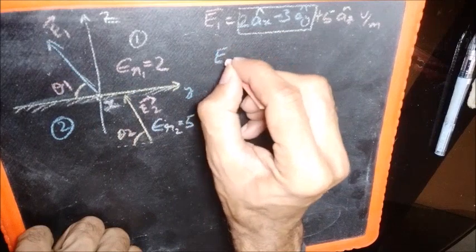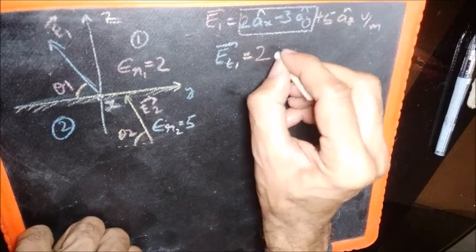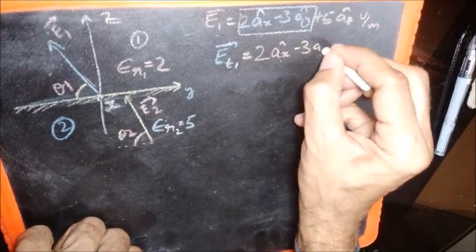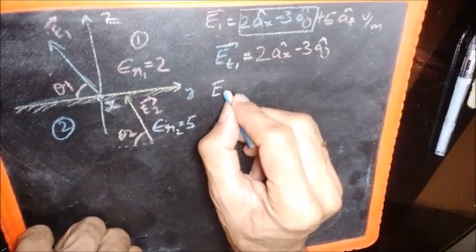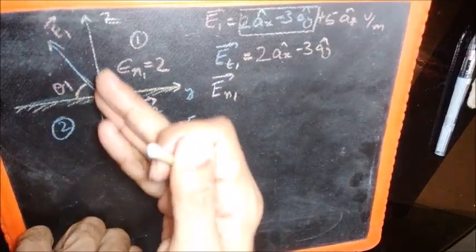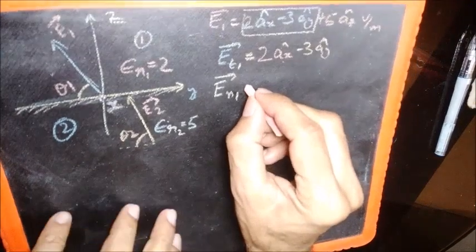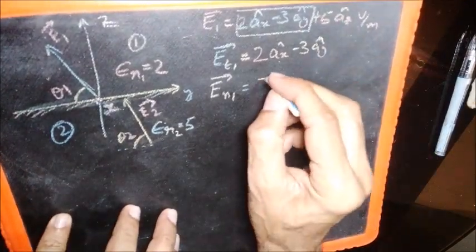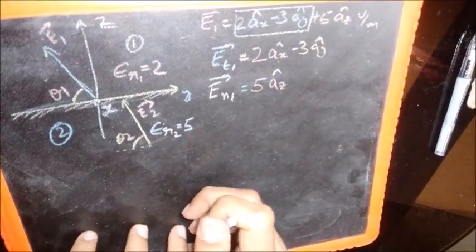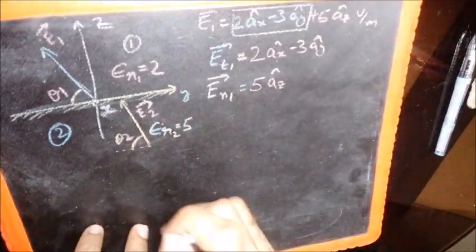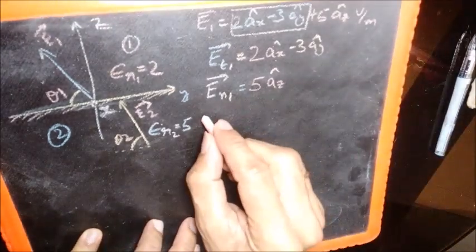So maybe I will write down here. Later on, if space is not sufficient, I will wipe it. So the tangential component of E1 is 2AX cap minus 3AY cap volt per meter, which means that En1, the normal component, which is obvious because the tangential component is on the XY plane, will be equal to what is left here, 5AZ cap volt per meter. So we have straight away resolved the electric field in region 1 to its two components, the tangential and the normal component.